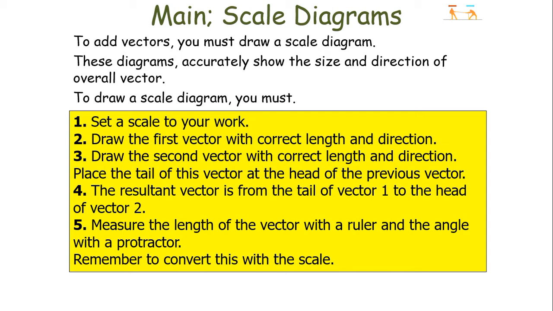So to draw your scale diagram, you've got to set a scale for your work, draw the first vector with the correct length and direction, and draw the second vector with the correct length and direction. You place the tail of this vector at the head of the previous vector. The resultant vector is from the tail of vector 1 to the head of vector 2. You then measure the length of the vector with the ruler and the angle with the protractor, and remember to convert it with your scale back to your original values.